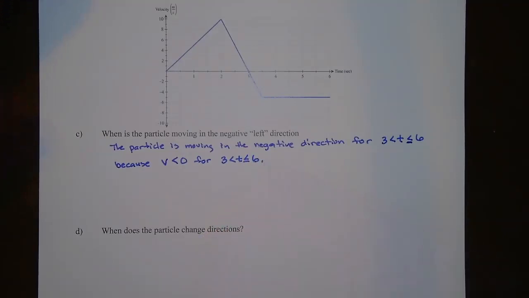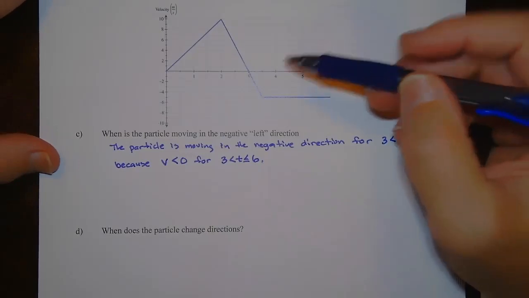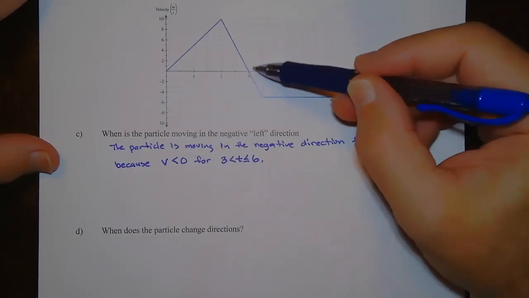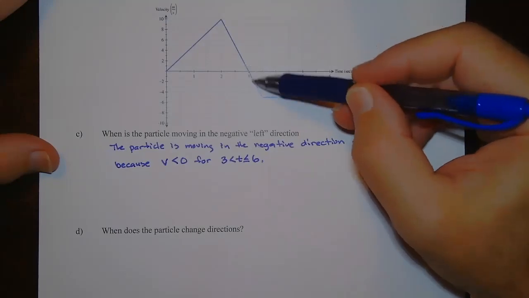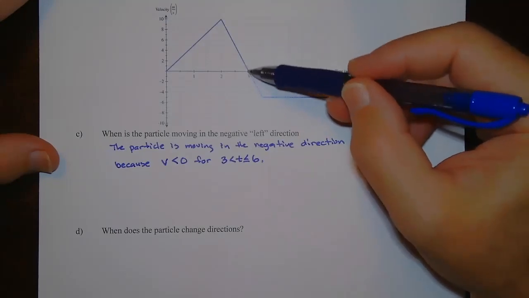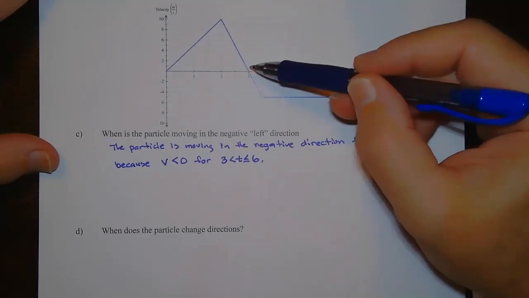Okay, so how do we know when it changes directions? We can tell when it changes direction when the velocity changes signs. So if your velocity is positive and then it's negative, that would mean it changed signs. So where did it change directions? It actually changed directions right here at t equals 3, because just before 3 it was positive, and right after 3 it's negative. So it changed directions at t equals 3.